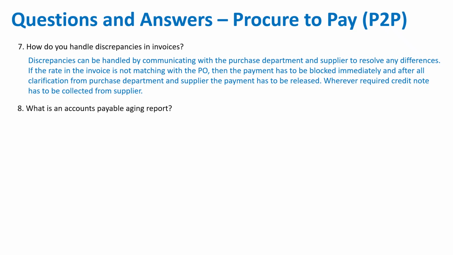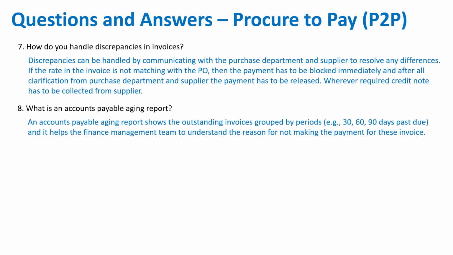Question number 8. What is an accounts payable aging report? An accounts payable aging report shows the outstanding invoices grouped by periods. Example: 30 days, 60 days, or 90 days past due. It helps the finance management team to understand the reason for not making the payment for these invoices. So if there is any discrepancy and you block that invoice, then the invoice will be pending for payment, and in the aging report, definitely it will show that it is pending for payment.